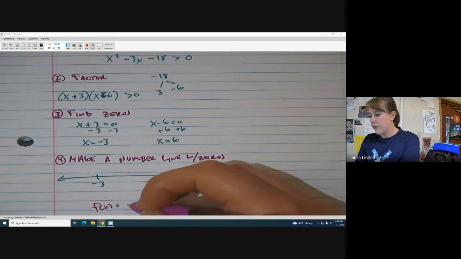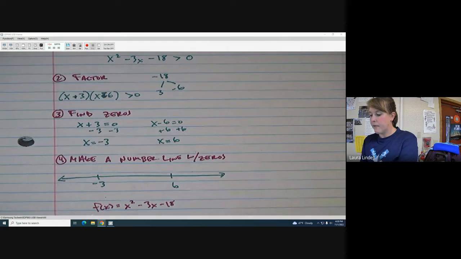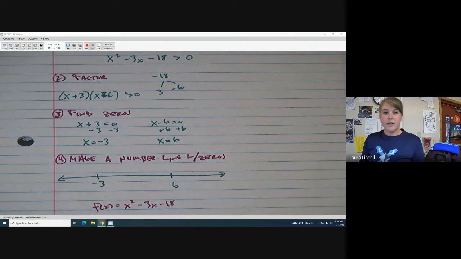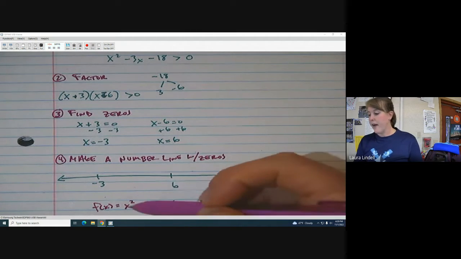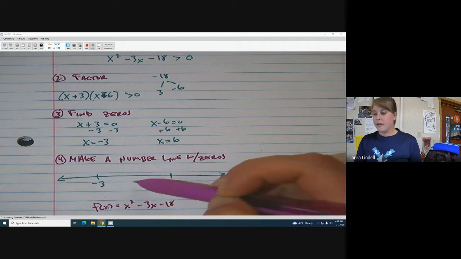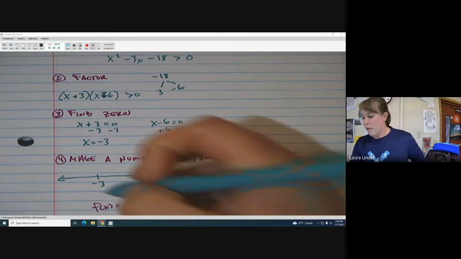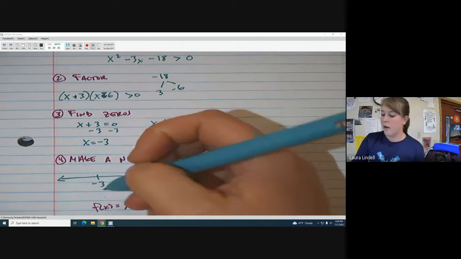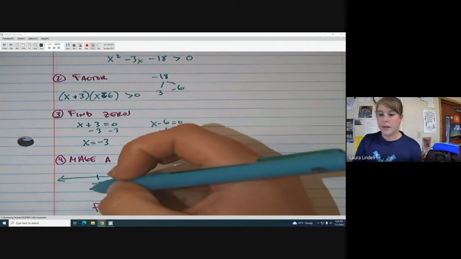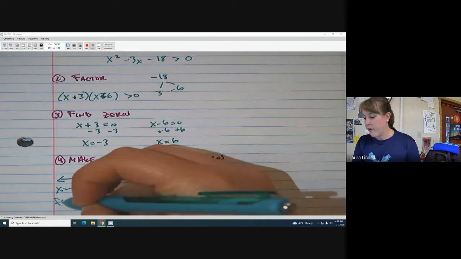So f of x, our function, is x squared minus 3x minus 18. And what I want to do is plug in different values for x that are either less than -3, in between -3 and 6, or greater than 6 to see if those end up being greater than or less than 0. So for something that's less than -3, we could go x is -4. We could try that and see what f of -4 would be.